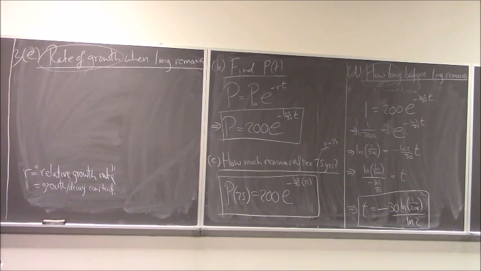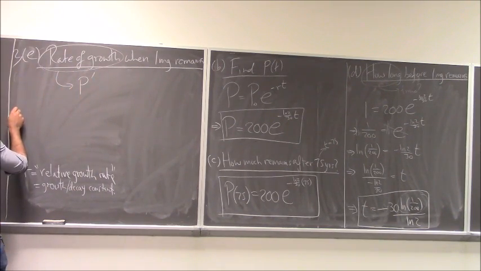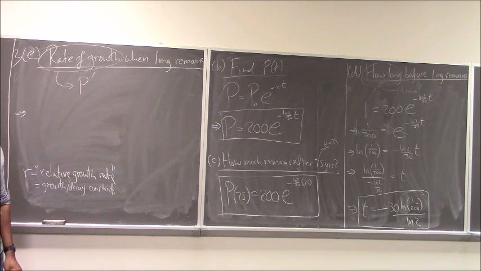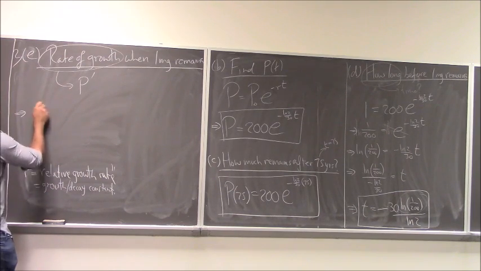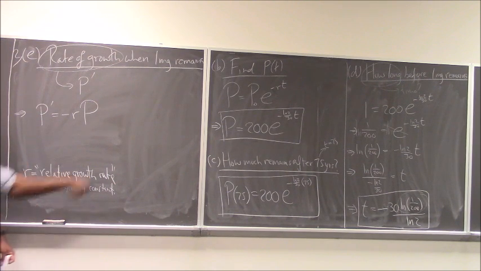P derivative, or derivative? P prime. That's as for P prime. What is P prime? P prime is minus R times T. Did we say P or T? It's P. I had it written over there, but that's that equation. So that's how you find the rate of growth.